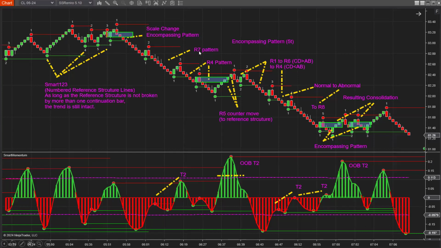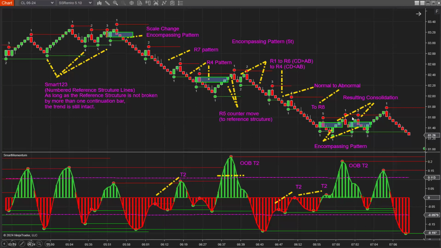So if this R7 is less than the R8, then that is a CD is less than AB, and you pick up the T2 on that. It's not out of bounds. This one over here, as it came up and tested the reference structure right there, went way out of bounds, and then you double topped, and you got a traditional T1 type of divergence right there. That's another thing that's beyond the discussion here. That happened the second time over in here, the exact same pattern.